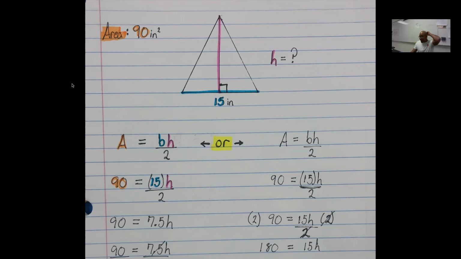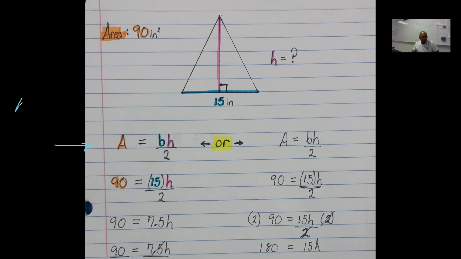So here we're going to begin the same way by writing down the formula. However, the area formula is different for a triangle than it is for a parallelogram. For a triangle, we have area is equal to base times height divided by 2. Base times height divided by 2.